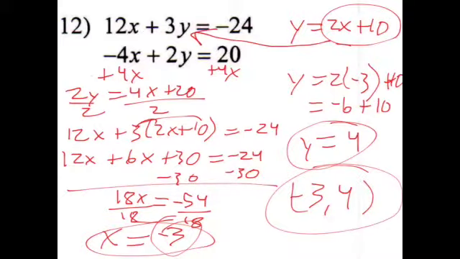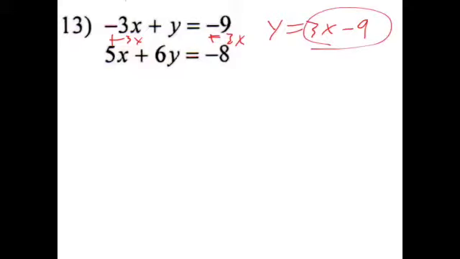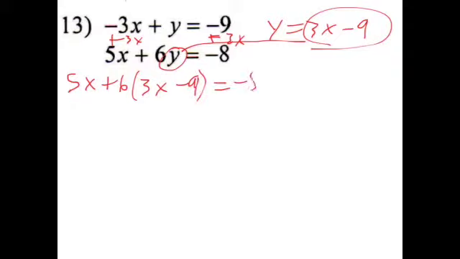So there's 12. Alright, moving on to 13 here. Our first one is actually really close to being set up for substitution, so I think I'm going to go for substitution, because all I have to do is add 3x to both sides. And that'll give me y equals 3x minus 9. So now I have y equaling something, and I can take this chunk and plug it into my other equation. So I'm going to do that. 5x plus 6 times (3x minus 9) equals negative 8.